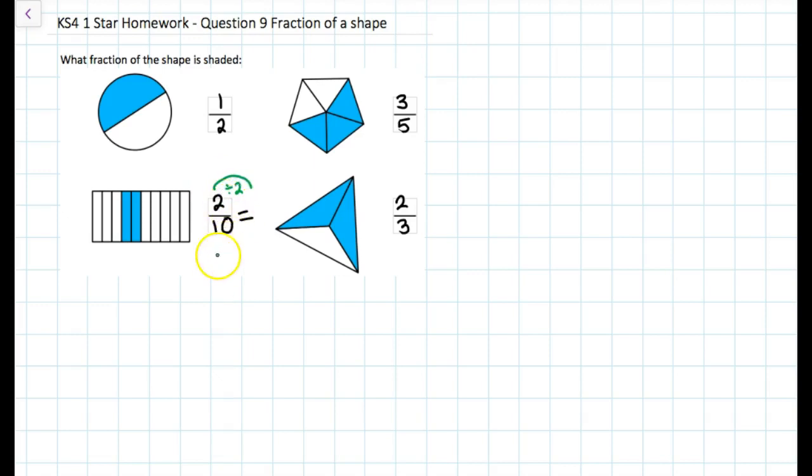And if we do that to the top, we must do it to the bottom as well. So we divide by 2. That then will give us 2 divided by 2 is 1. 10 divided by 2 is 5. So in this shape, in the simplest form, we've got 1/5 as the answer.